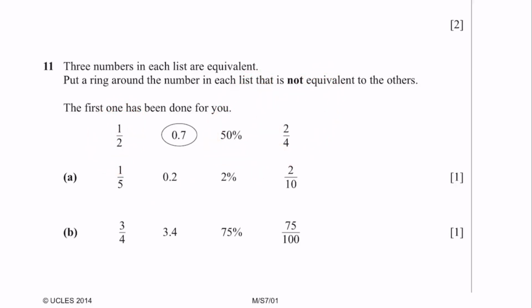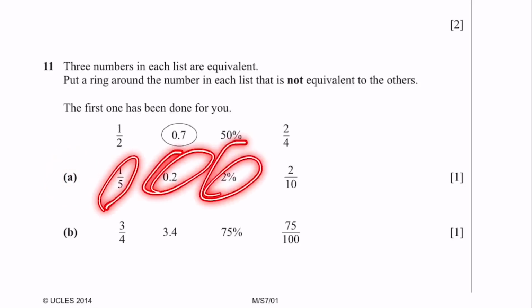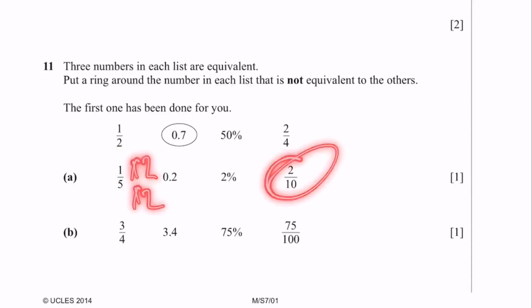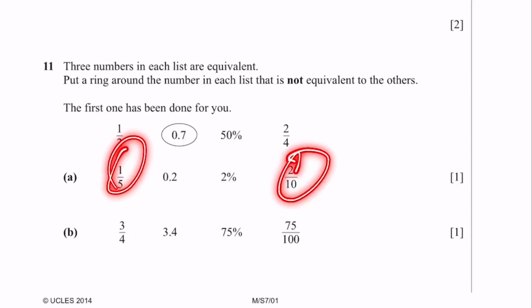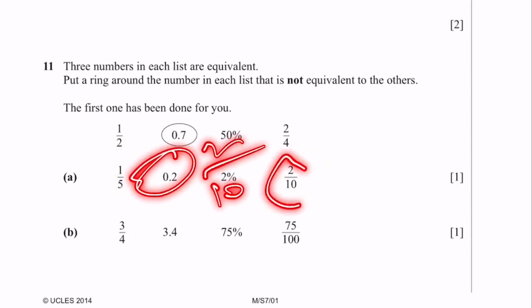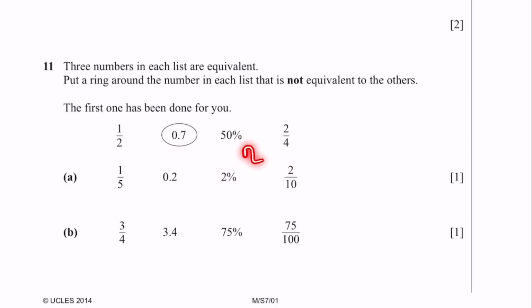Same thing we'll do for A and B. So A, 1 by 5, 0.2, 2%, 2 by 10. 1 by 5, when you multiply both by 2, is equal to 2 by 10. So these two cannot be the answer. Now 0.2 is equal to 2 by 10, so that's equal to this as well. But 2% is 2 by 100 and not 2 by 10, which means 2% is the answer.